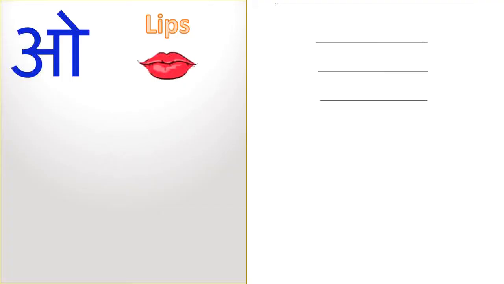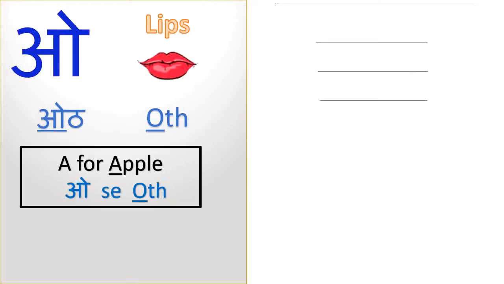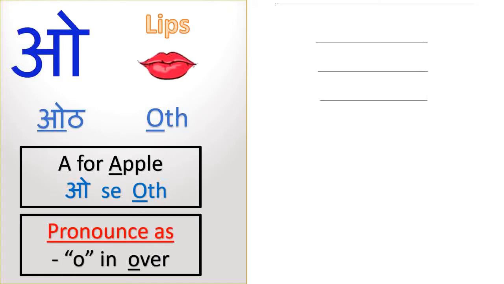Next swar in Hindi is O. Lips in Hindi are oat. Oat. I will teach you how to speak th in a different lesson. At the moment, focus on sound O. So we say O, say oat. That means oat starts from swar O.